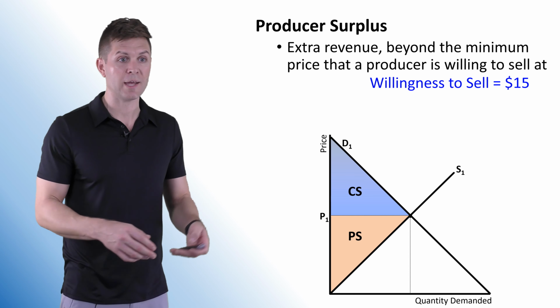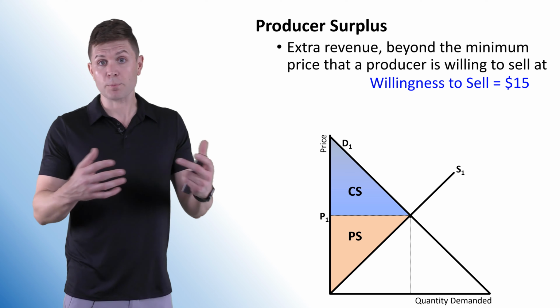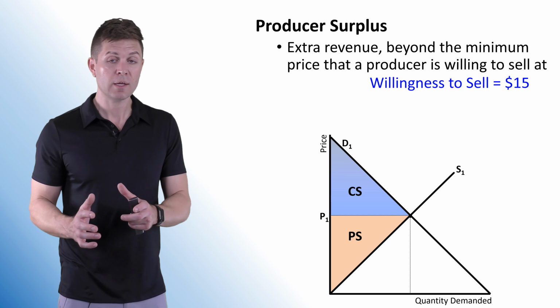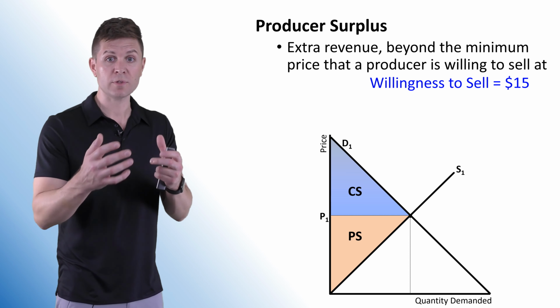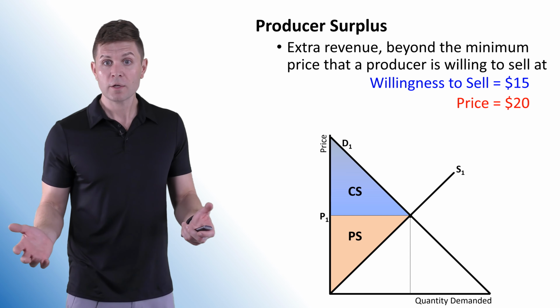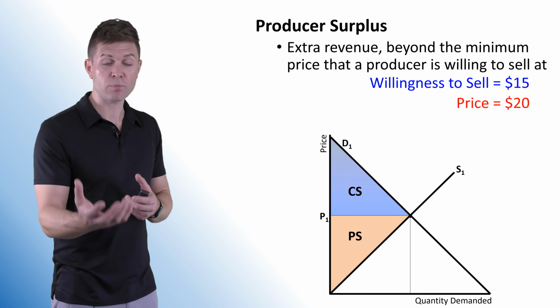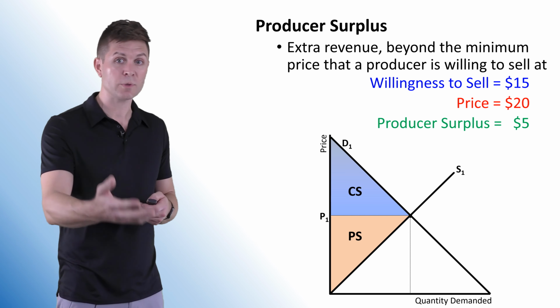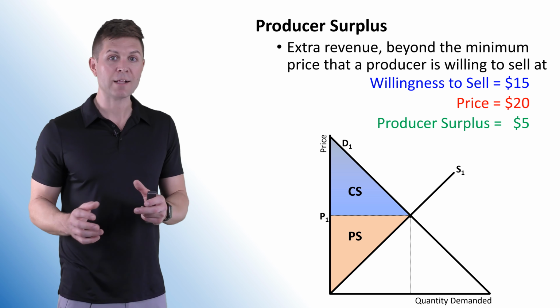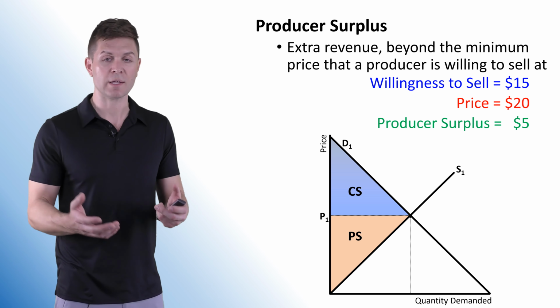So a specific example, let's say that the producer is selling shirts and he is willing to sell at $15. That's his marginal cost. He's willing to produce it and sell it at $15. But the price is actually $20 in the store. So they're selling this shirt for $20. The producer is getting $20. He's willing to sell it at $15. He gets an extra producer surplus of $5. It's beyond what he was willing to sell it for.